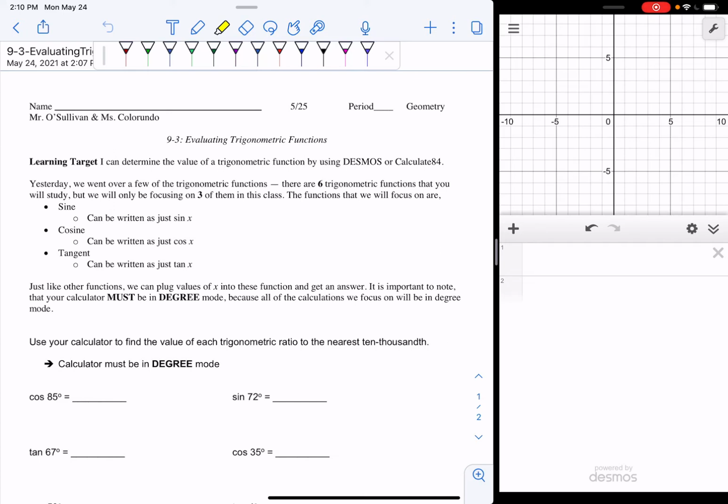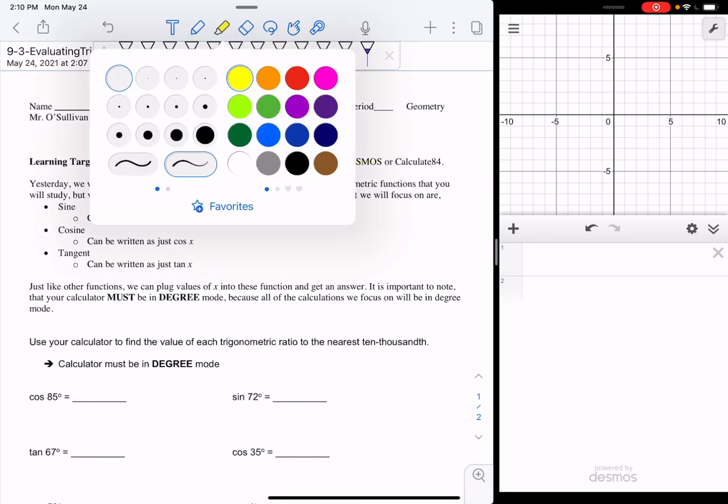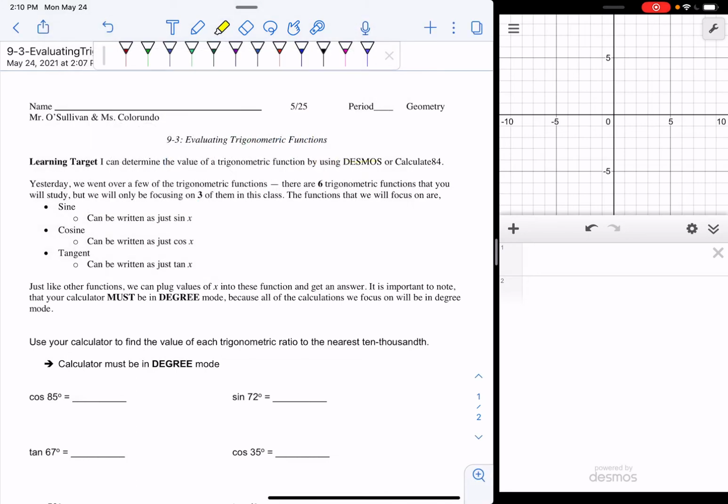So today, our learning target is: I can determine the value of a trigonometric function by using Desmos or a TI-84. Just a heads up, this lesson will be done using Desmos or the TI-84. If you're in person, I'll show you how to change your mode to degrees. If you're remote, I would recommend using Desmos if you're not as familiar with the graphing calculator. I know it's been a while for a lot of us.